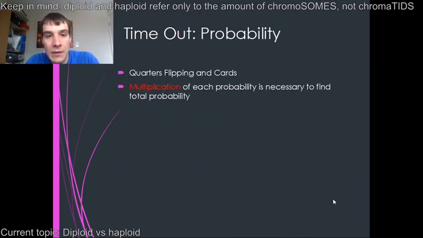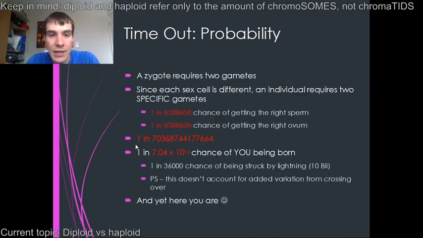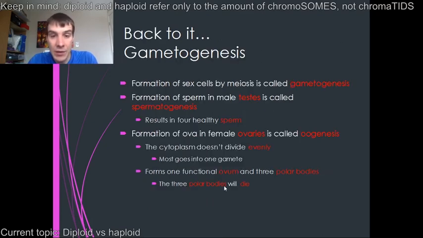Everything's independent. You know, you can figure out just the chance of you being born out of your specific mom and dad's crossing over. It's insanely small. It's, you know, 1 in 7 trillion, 1 in 70 trillion. It's something ridiculous. Last thing is gametogenesis.